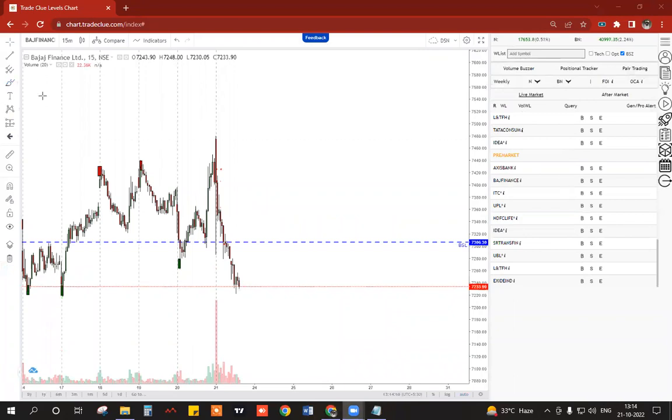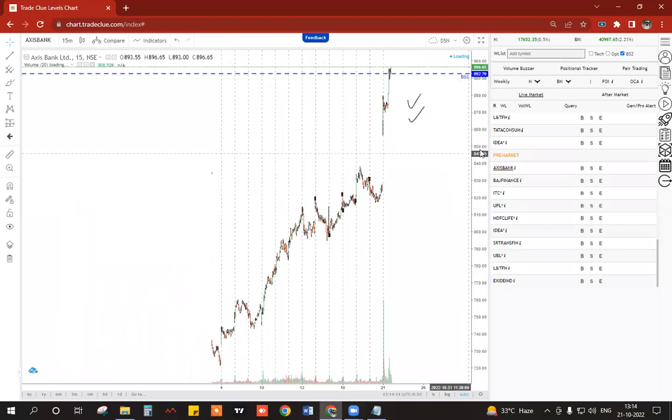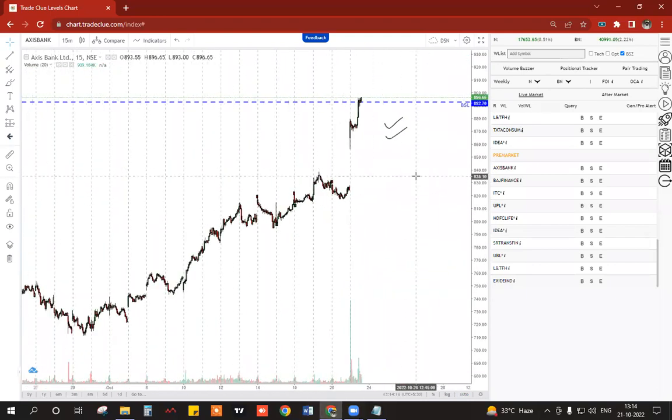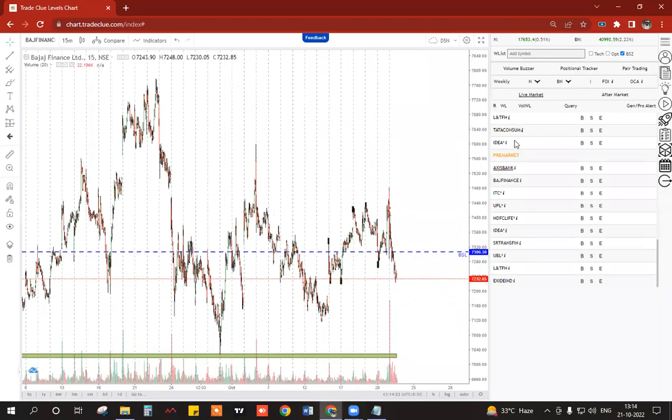Okay, so I have Axis Bank over here. Bajaj Finance was there. So does Axis Bank have a red band or a green band? No. Axis Bank did not have any red band or green band on them. So avoid that from the pre-market list.